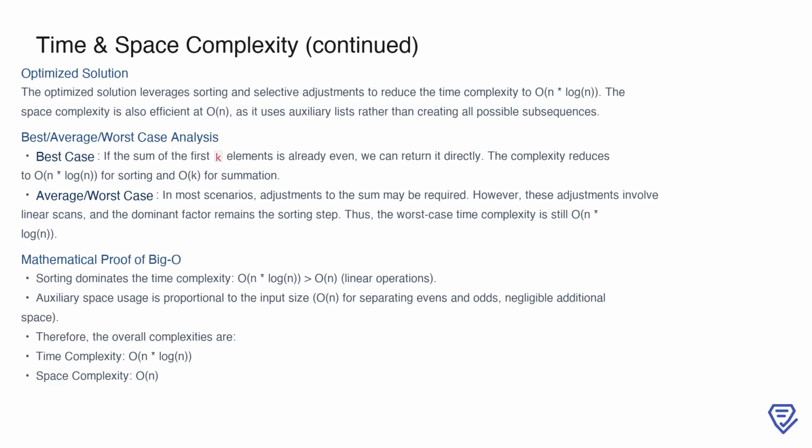The optimized solution significantly reduces computational overhead by leveraging sorting and selective adjustments. Sorting the array ensures that we can focus on the most promising candidates for the subsequence, while adjustments are made efficiently. This brings the time complexity down to O(n log n). Space usage is also efficient, requiring only O(n) for auxiliary lists and negligible additional memory. When analyzing the best, average, and worst-case scenarios, the best case occurs when the sum of the first k elements is already even, allowing us to directly return the result.